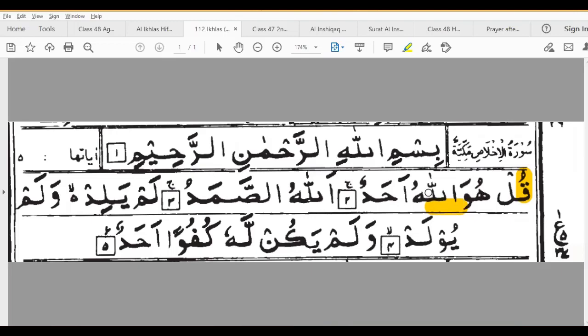Huwallahu. And then at the end, bouncing sound, okay? Ahad. Good. Let's try again one more time. Qul huwallahu ahad. Good, well done.